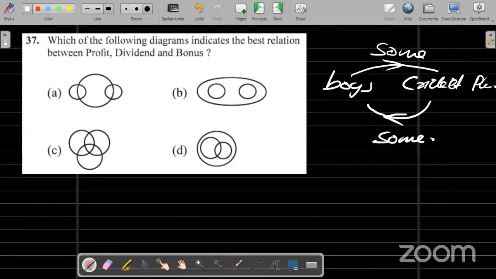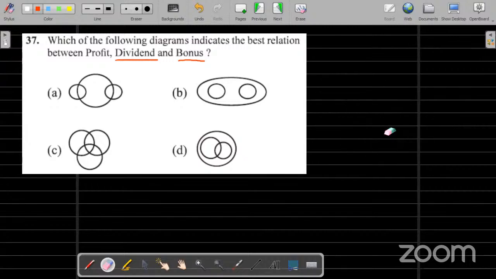Okay, which of the following diagrams indicates the best relation between profit, dividend, and bonus? Dividend is a type of profit. Bonus also is a type of profit. Both are associated with shares. If you buy some shares, you may get some dividend, you may get some bonus. So all these are accumulated as profit. Dividend and bonus are independent of each other. They are not dependent. Some dividends are not bonus, some bonus are not dividend.